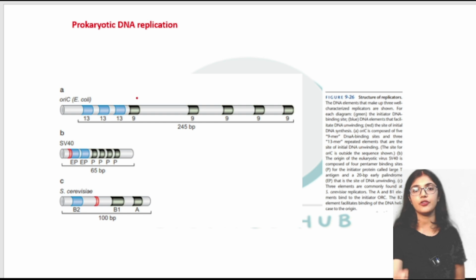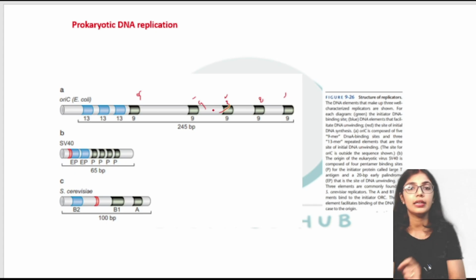In the case of prokaryotes, there are certain sequences which are present. They are known as the 9-mer sequences and 13-mer sequences. Here we can see 9-mer sequences: 1, 2, 3, 4, 5. Five 9-mer sequences are present and three 13-mer sequences are present. When DNA replication starts, the initiator first comes and binds to the 9-mer sequence.